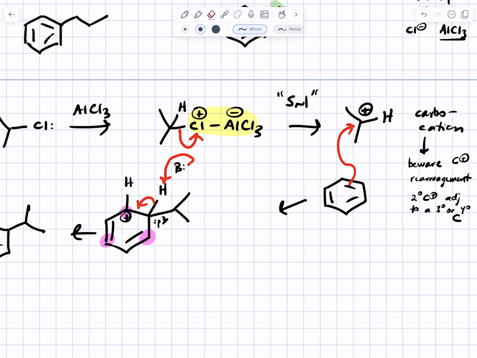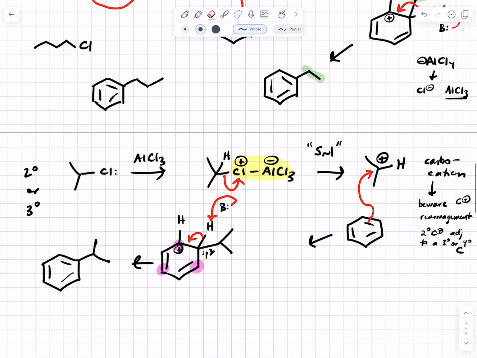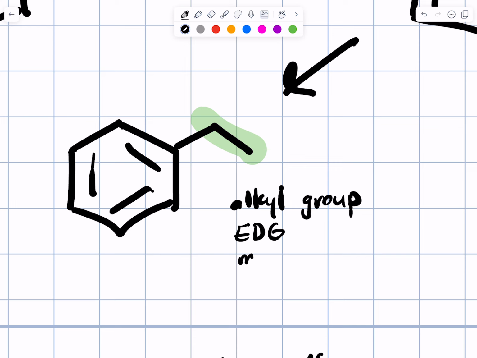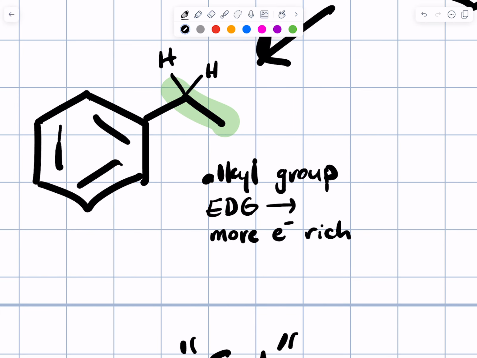While we're on the subject of Friedel-Crafts alkylation, I want to point out that an alkyl group on a benzene ring is an example of an electron donating group that makes the benzene ring more electron rich. However, this is not a resonance electron donating group because there are no lone pairs on the alkyl group that you can donate into the ring via resonance. In fact, this is an electron donating group because of something called the inductive effect.